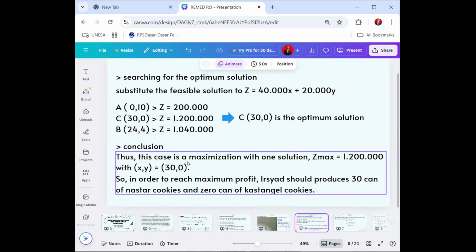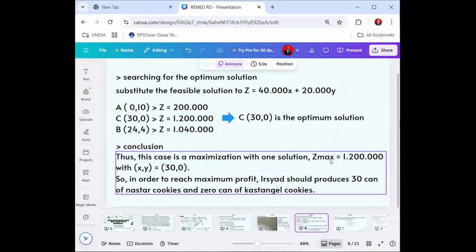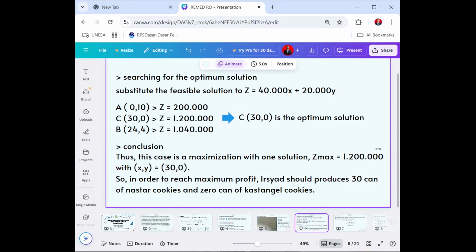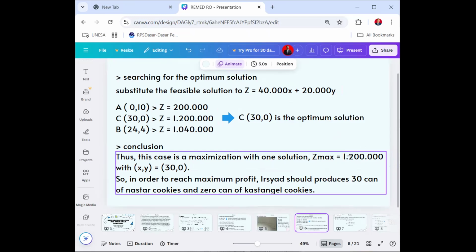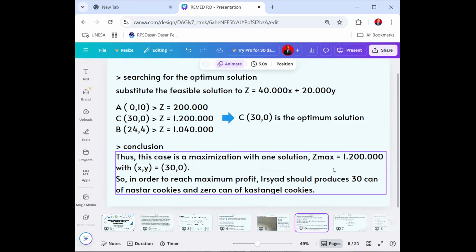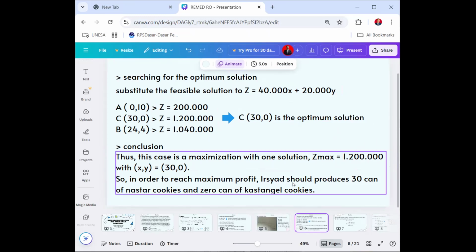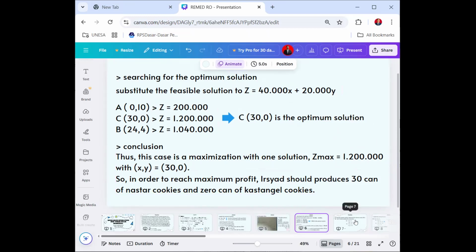So the conclusion is this case is a maximization case with one solution, which is z max is equal to 1 million 200,000, with x and y being 30 and 0. So in order to reach maximum profit, Irsyad should produce 30 cans of nastar cookies and 0 cans of Castangle cookies. Just like that. So that's all for question number 1.